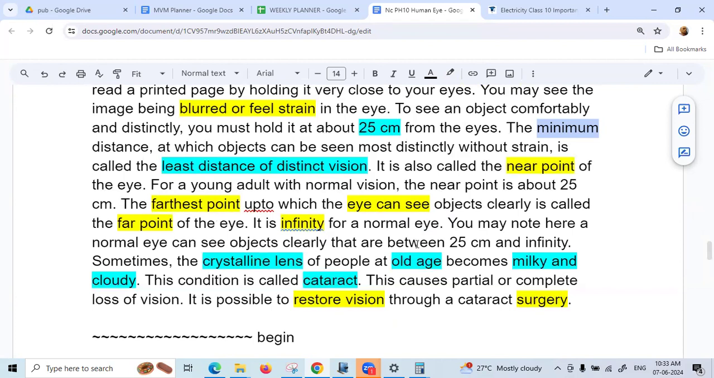Another problem with the eye lenses: as you get older, the eye lens will not be a perfectly transparent material. It will become a little bit opaque. That's what they mean by milky and cloudy. Okay, so this condition is called cataract, and it can be corrected by surgery.